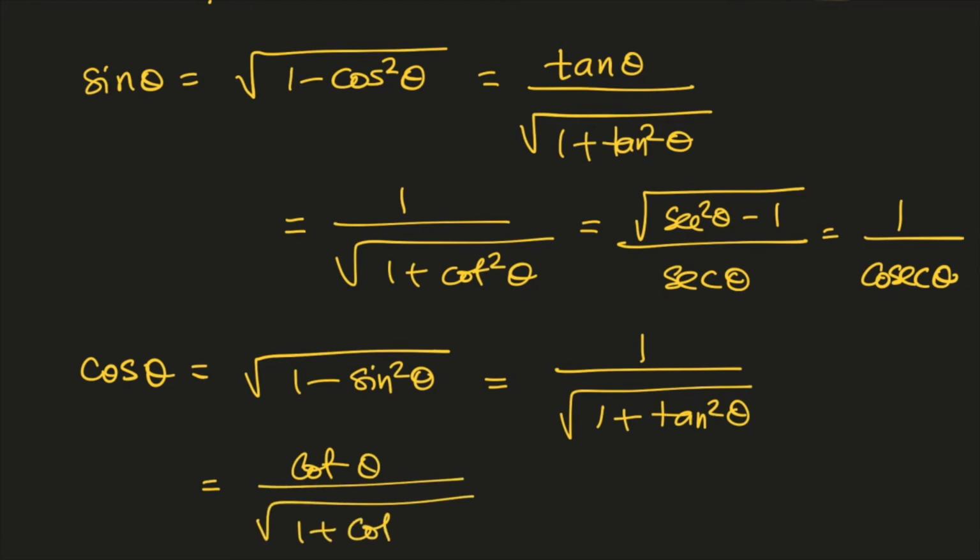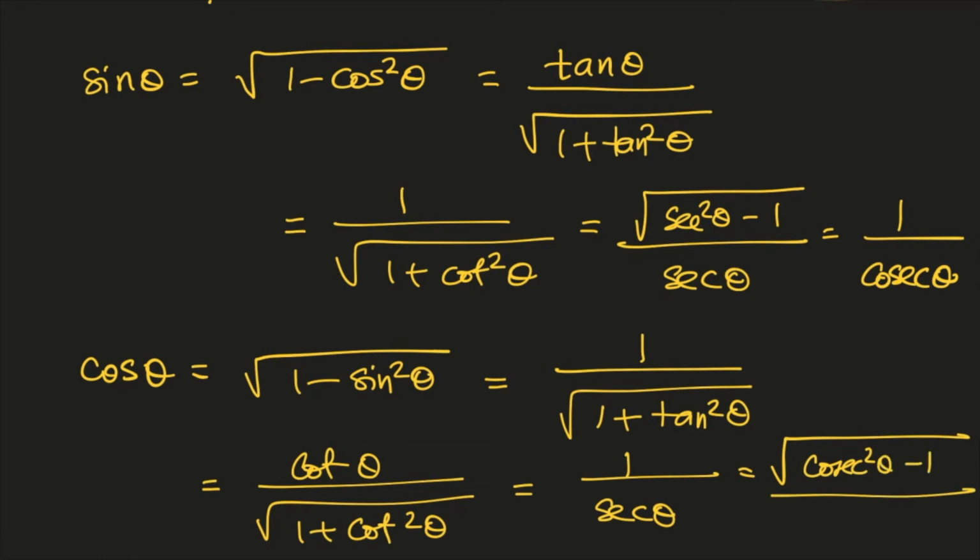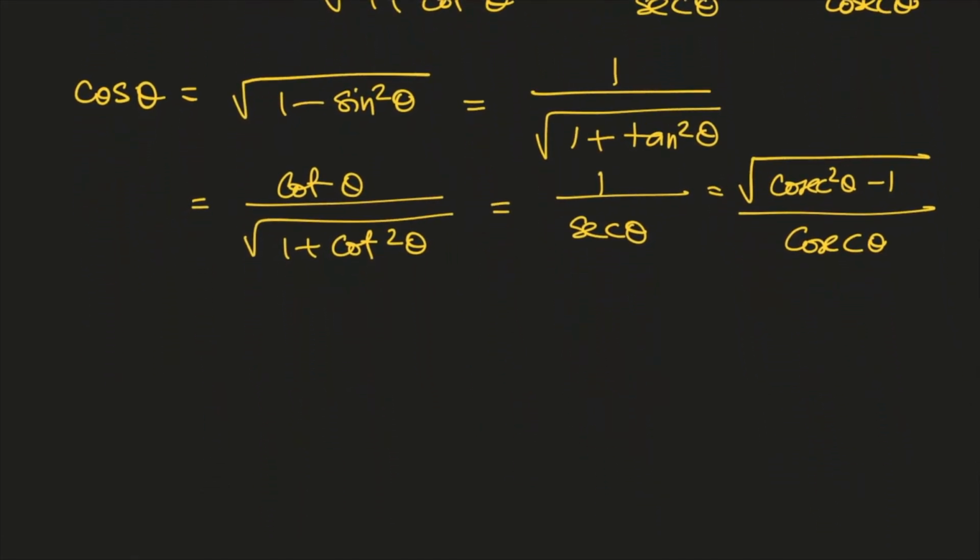and this is nothing but cot theta divided by root over 1 plus cot square theta, and this is 1 over sec theta, and this is root over cosec square theta minus 1 divided by cosec theta. Now, please do not blindly memorize these results. Try to derive these results and then try to use them in problems. Whenever you encounter a problem with similar spirit, try to use this result. So through practice, you will remember such strategies. All right. Do not blindly memorize anything.